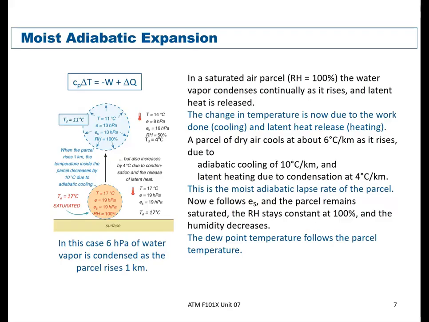The vapor pressure drops from 19 hectopascals to 13 hectopascals. The dew point temperature drops from 17 degrees Celsius to 11 degrees Celsius following the saturation vapor pressure, and the relative humidity remains constant at 100%. Again, the parcel has a higher relative humidity than the environment around it at 1 kilometer.